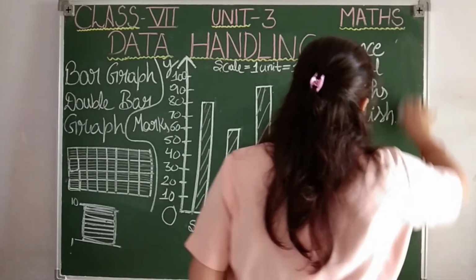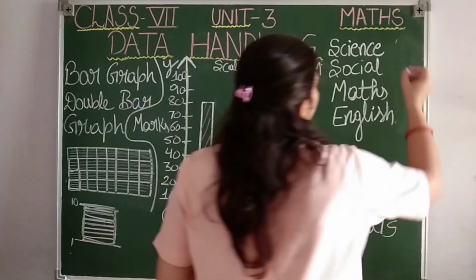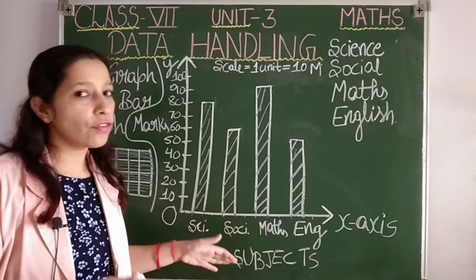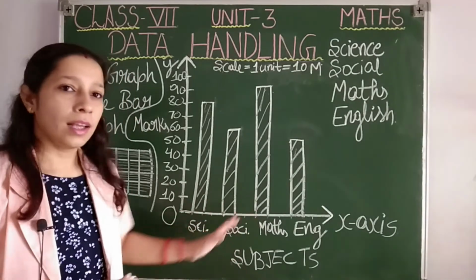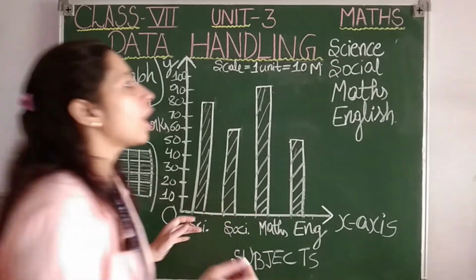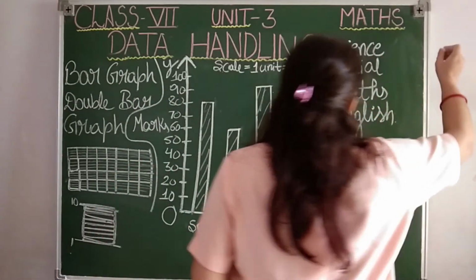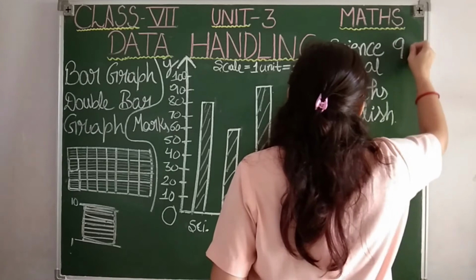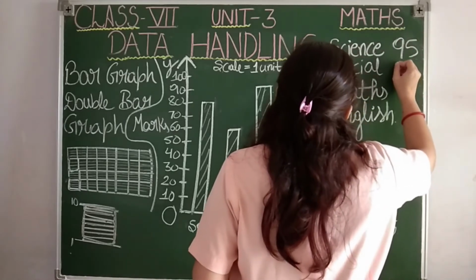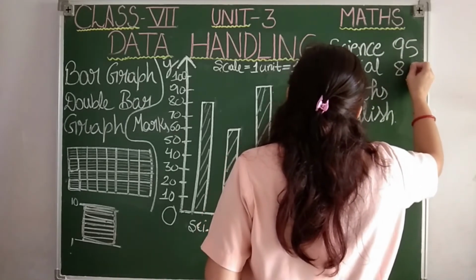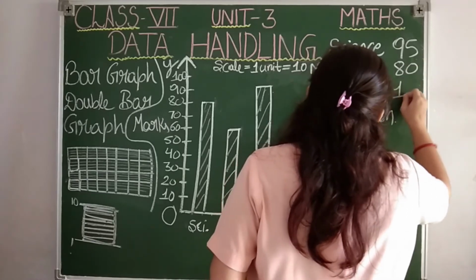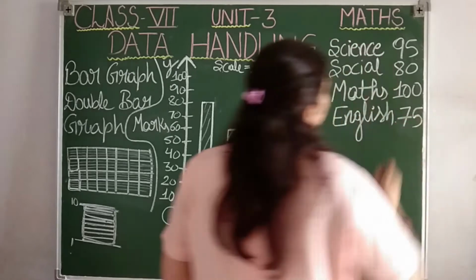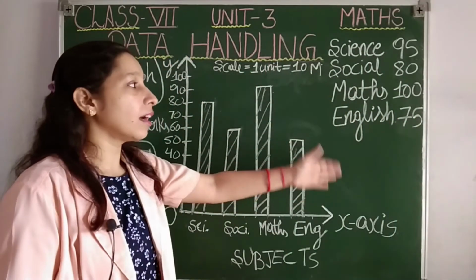Okay, look. For science now, I am rubbing these marks. These marks I have already recorded here, and these marks were of the first term, where we have already shown it in a bar graph. Now for the same subjects I am getting the marks for the second term. Science 95, social 80, maths 100, English 75. See students, these are the marks for the second term.